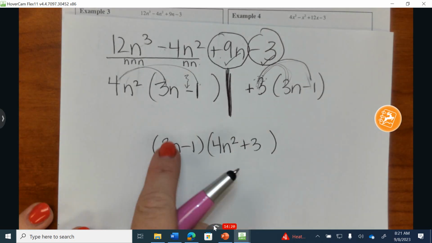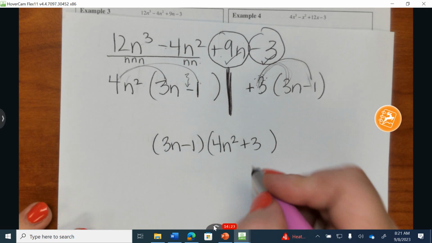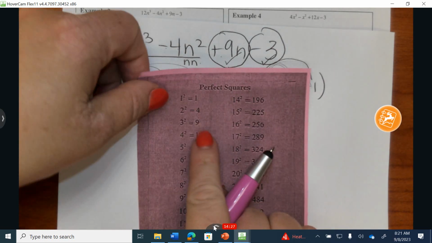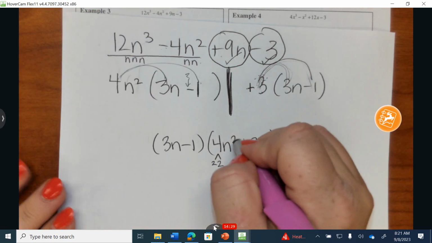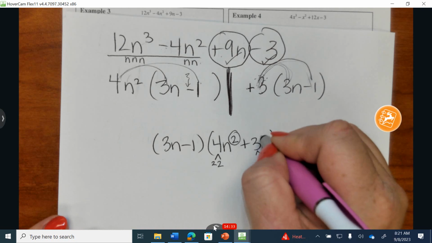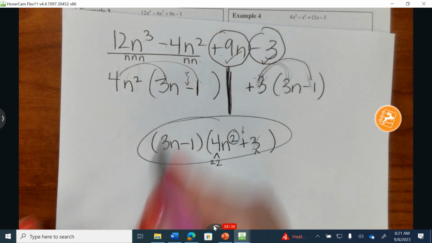Now, I need a last check. Can I simplify further? I can't factor anything out of 3 and 1. We're good. This breaks into 2 and 2 because it is a perfect square. 4 breaks into 2 and 2. This is divisible by 2, but there's 2 things. This is not a perfect square, and this is not subtraction, so I am done.